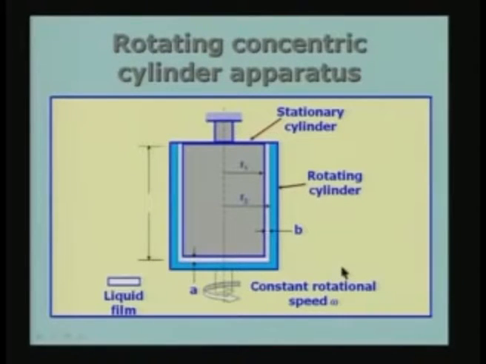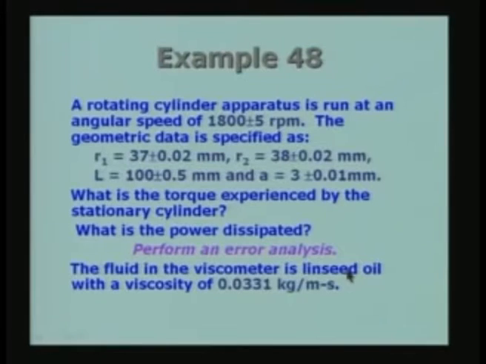So, the problem which I am going to look at is the following. The apparatus shown in the previous slide is run at an angular speed of 1800 plus or minus 5 rpm. This plus or minus 5 rpm is apparently the error in the measurement, or maybe there is a fluctuation in the rpm with respect to time. The geometric data is specified as under.